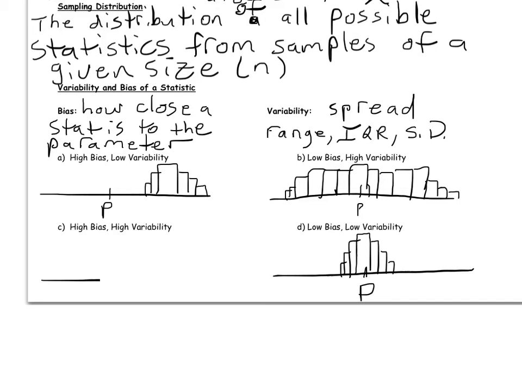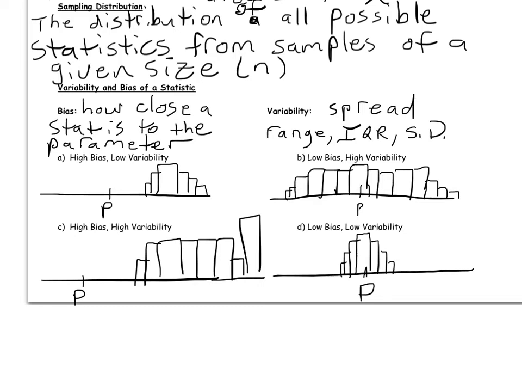And then this last one, C, is probably the worst case scenario. This is what you just definitely don't want to see. It's like where your statistics are missing the mark, they're not good estimates, and they're wildly variable, so they're all over the place. So you might see something like this. Get a histogram like this.